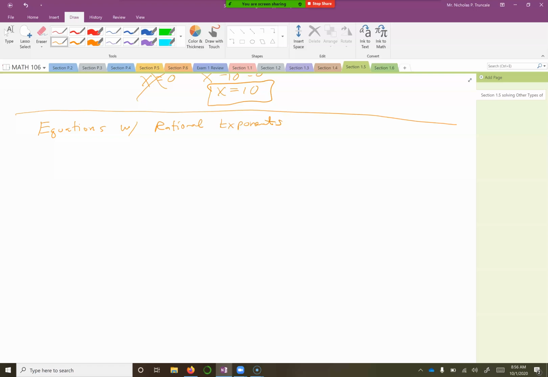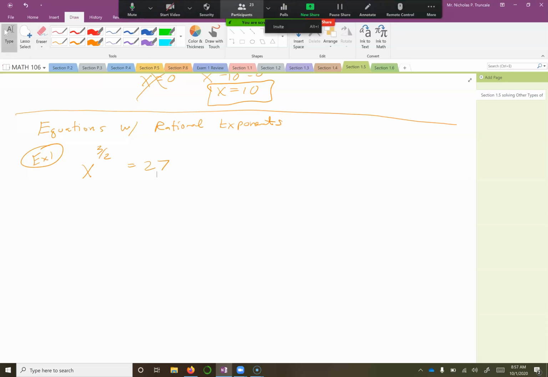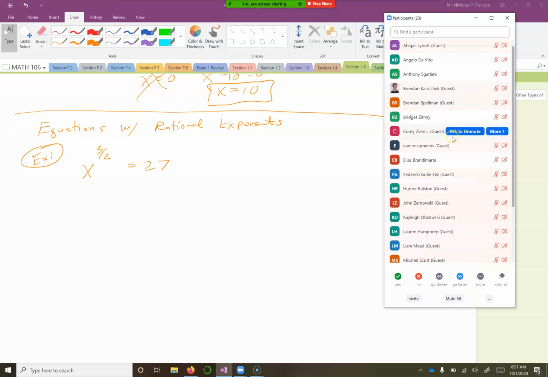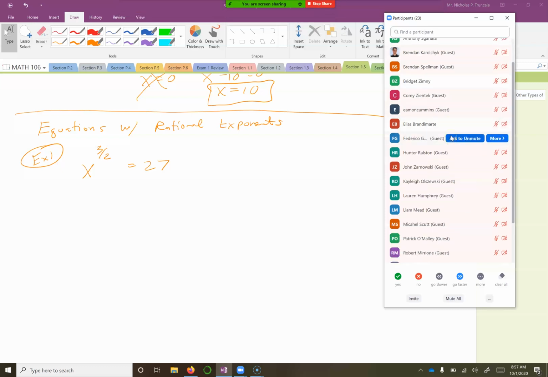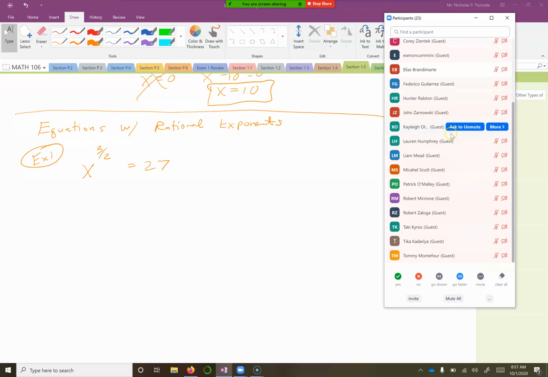So let's just start with, we'll call this example 1. I'm only going to do 3 of them because they're actually pretty quick. What if you saw this? X raised to the 3/2, that's your rational exponent, the 3/2 there, equals 27. Now remember, our goal is to always find the value of x. So what we want to be able to do is try to isolate x. Can anyone tell me how might I go about doing that here? How might I go about eliminating x?